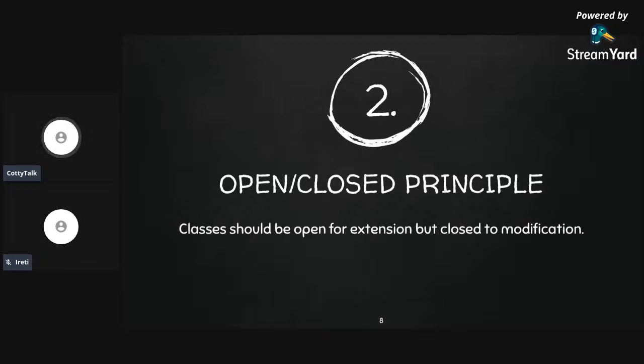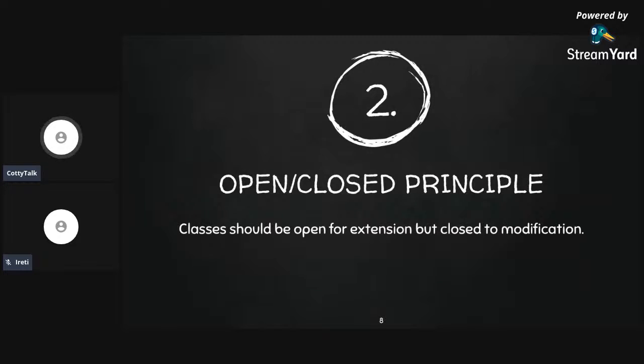Okay, the second principle, the open closed principle. It says classes should be open for extension but closed for modification. We have our base model where we only extend classes. We don't actually have access to edit them. So in cases where you want to create some set of reusable functions, you should not be able to modify them.